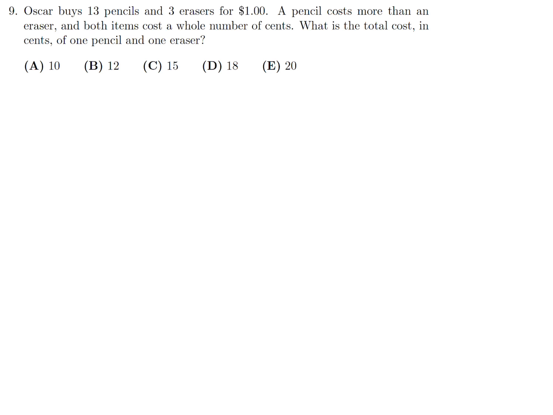Oscar buys 13 pencils and 3 erasers for $1. A pencil costs more than an eraser, and both items cost a whole number of cents. What is the total cost in cents of 1 pencil and 1 eraser? So 13p plus 3e is equal to 100 cents. I'll just convert it. And we know that p is greater than e according to the question. So that's it. They don't give us anything else. So this is really just done by inspection.